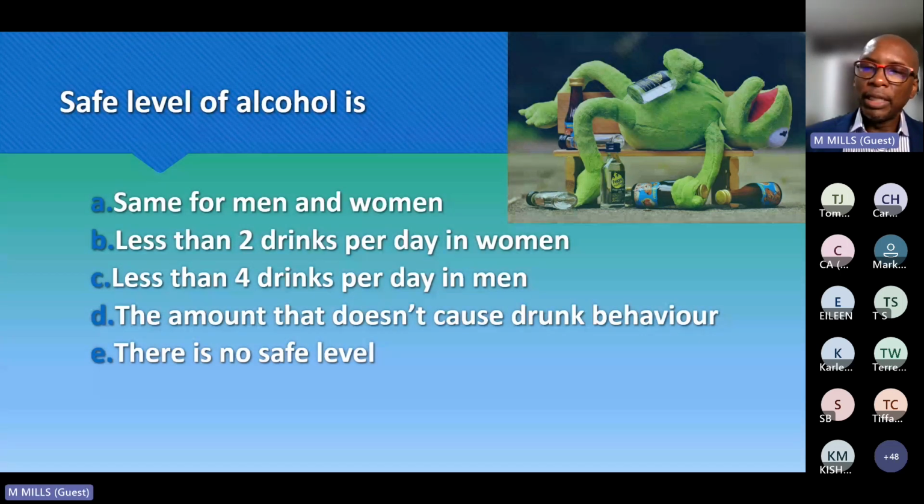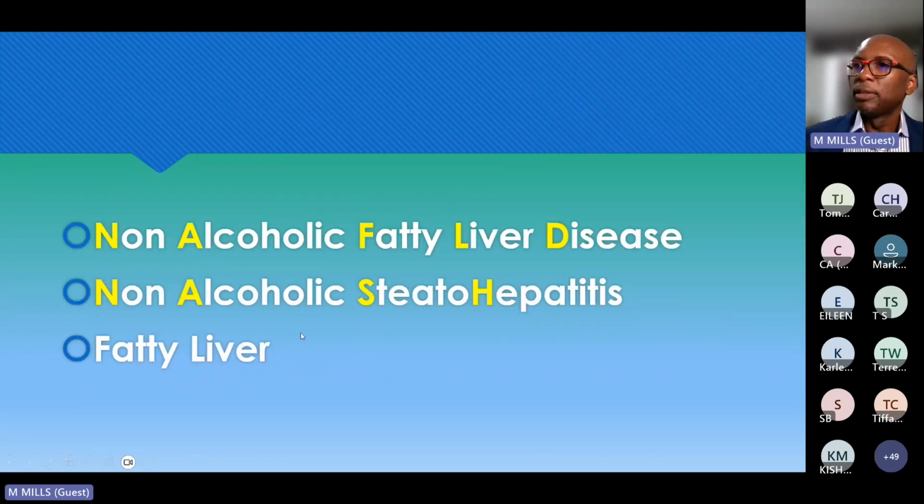However, in females or in smaller individuals or with certain genetic predispositions, we even say that less than 1 drink per day is acceptable. There is some recent information suggesting that there's no safe level of alcohol consumption, but this is very controversial. We would recommend, however, that less than 2 drinks per day would be considered not significant for fatty liver.